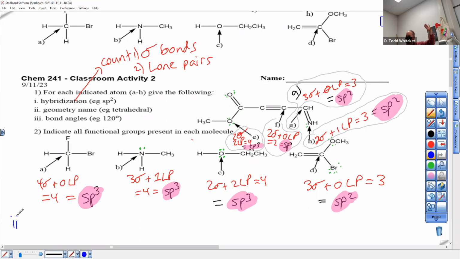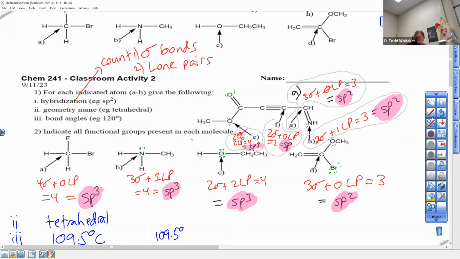sp3, 4 atoms attached. No lone pairs. What do you got? What's the name? What's the angle? 109.5. What about nitrogen though? It's not tetrahedral. I'll tell you though, the angle's the same. Why? Every sp3 atom is 109.5. Every sp2 atom is 120. Every sp is 180. Every sp3 is 109.5.